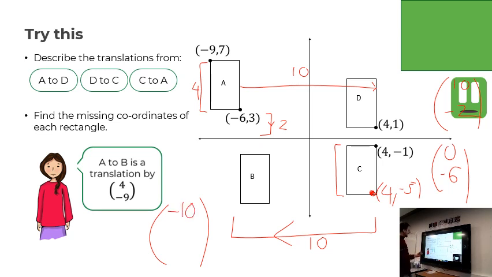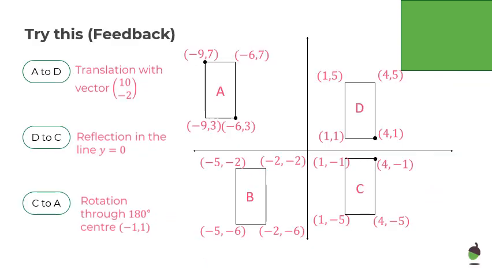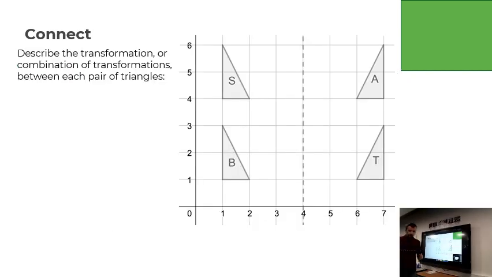And then it's gone up. So we started at negative 5, it's gone up and it's arrived at 3. So it started at negative 5, it's gone up 8 units. Okay, year 8, pause the video and have a go at describing the transformation.